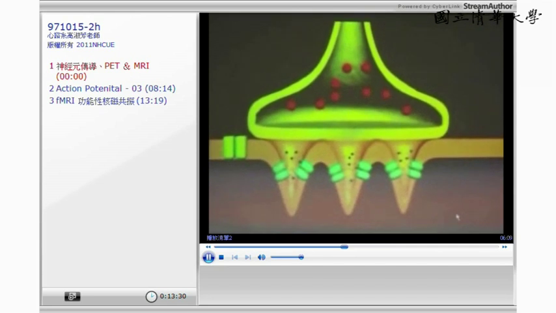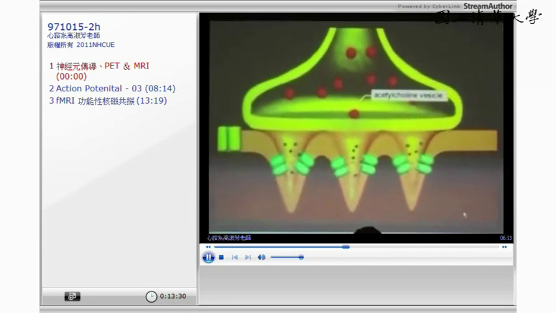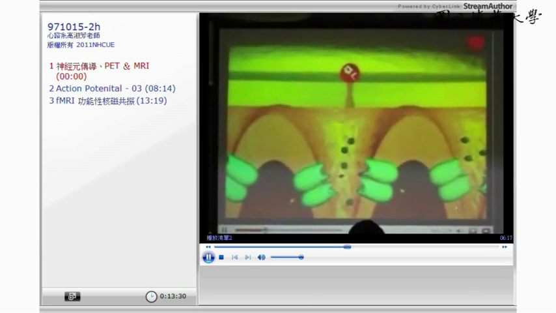As the action potential reaches the neuromuscular junction, vesicles containing acetylcholine fuse with the membrane of the nerve terminal, and acetylcholine is released into the cleft.